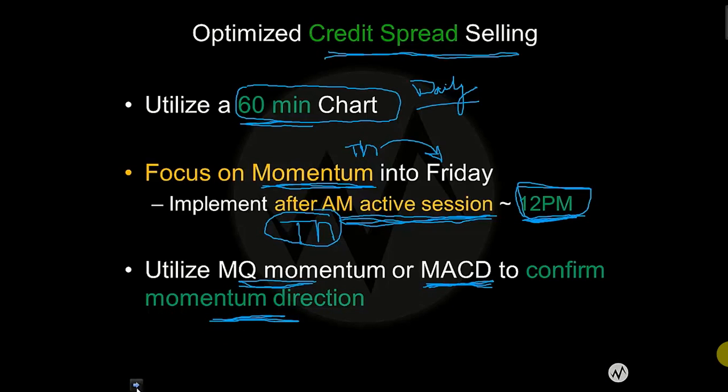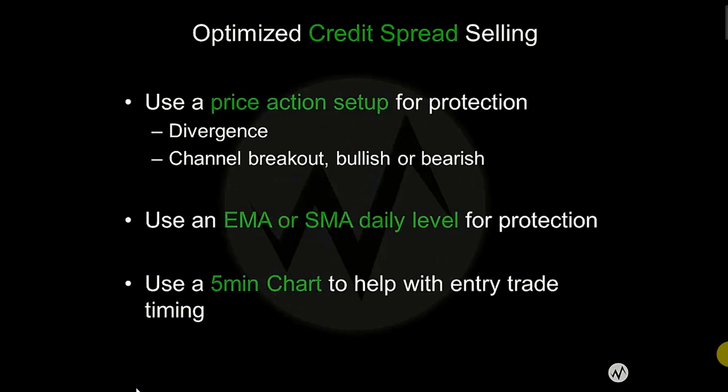So the next thing we're going to do is use what I call a price action setup. That means the way the bars look, the way the bars are moving. We're going to look for a divergence or a channel breakout that's either bullish or bearish. I'll show you exactly what I mean later. I'm also looking for an EMA or an SMA, maybe from the daily chart, that's providing a level of protection. I'll show you that too.